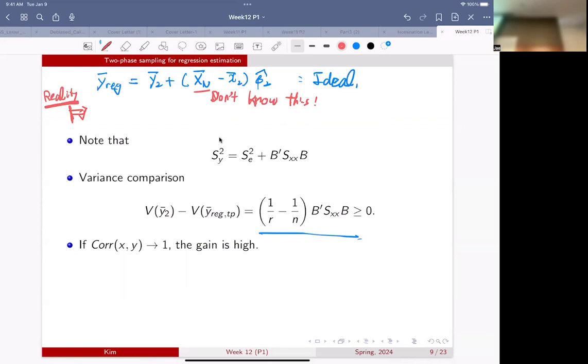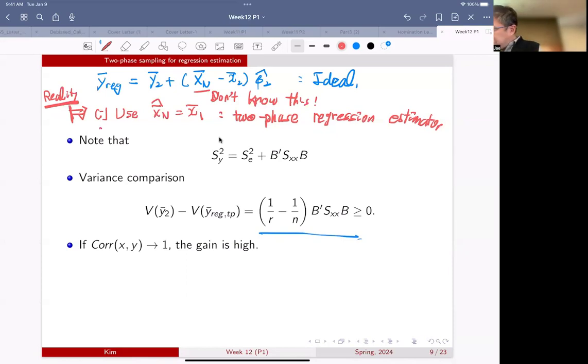So what should we do? We have two choices. One is, okay, use X bar hat as X bar 1. That is the first choice, which is a two-phase regression estimator. That means you use the first phase sample mean of X to leverage.